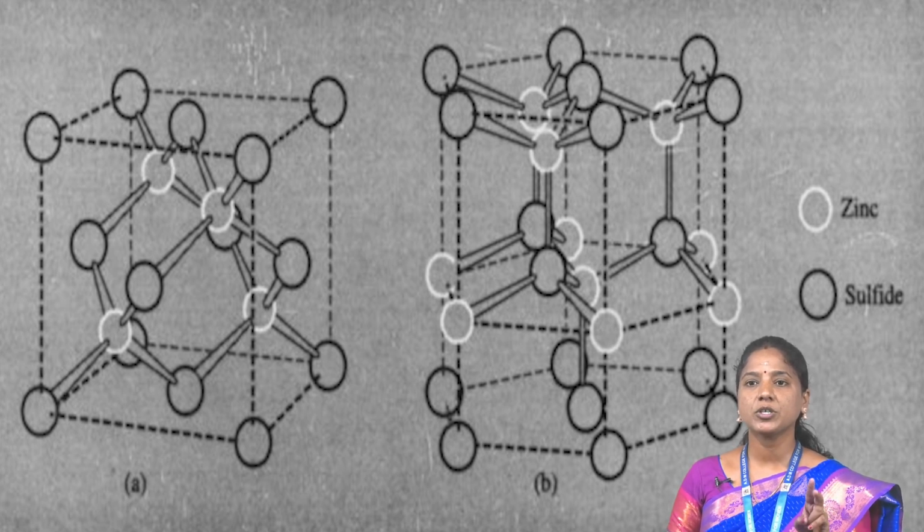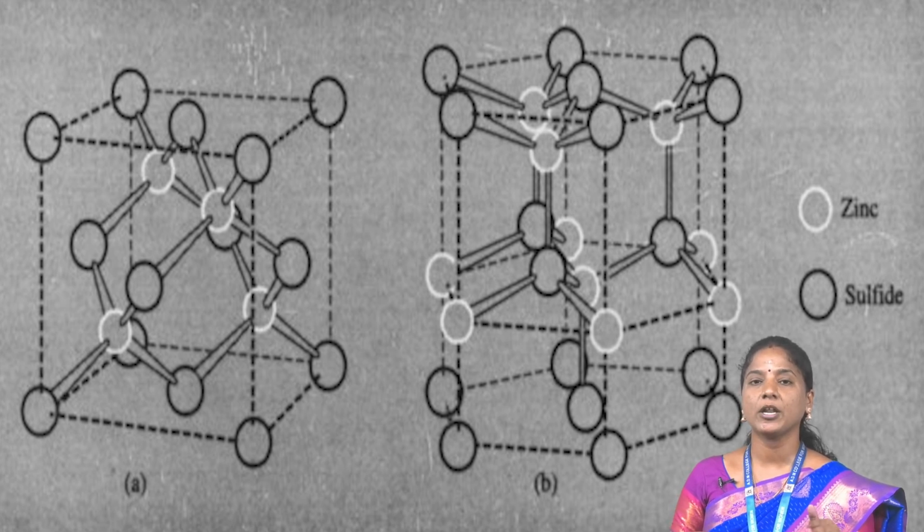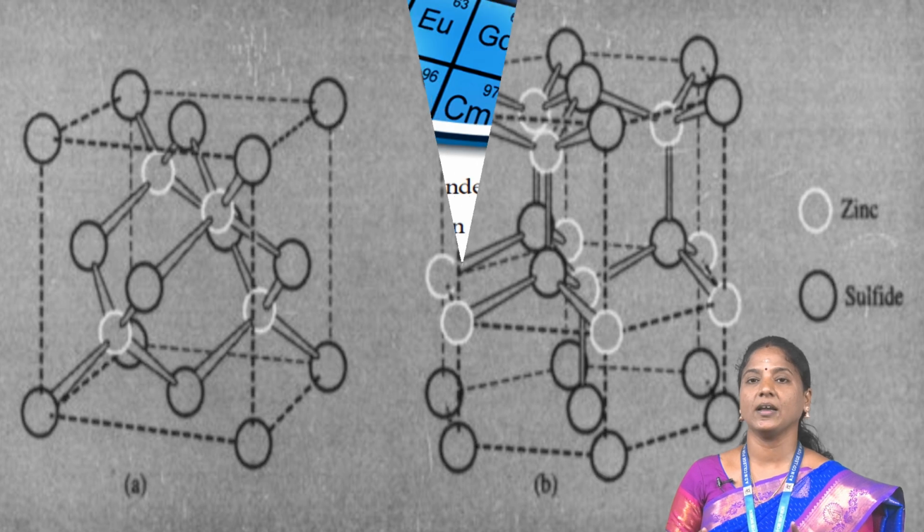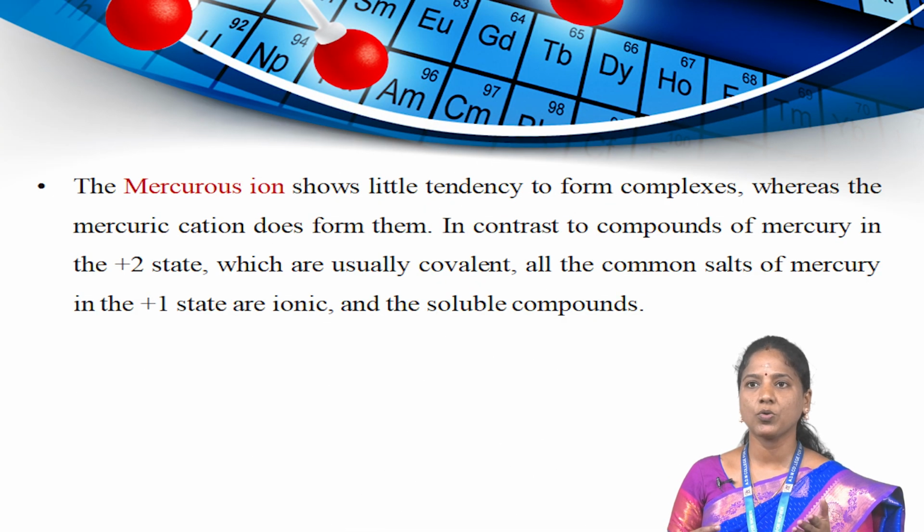Mercury has plus 2 and plus 1 oxidation states, forming the mercuric cation and the mercurous ion respectively. In the latter, 2 electrons are shared in the covalent bond between the 2 metal ions. The mercurous ion shows little tendency to form complexes, whereas the mercuric cation forms them.